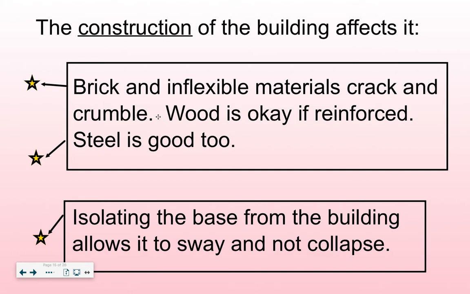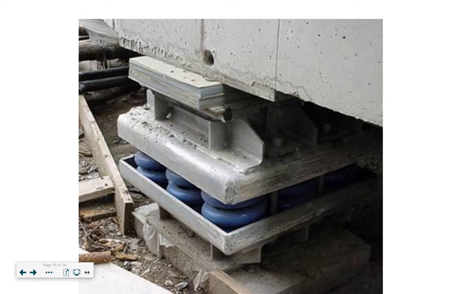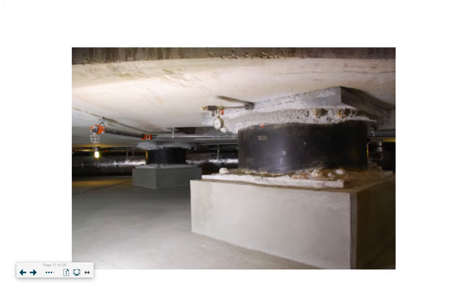You don't need to write this part down, but just understand that brick and inflexible materials will crack and crumble, whereas wood is okay and steel is pretty good for withstanding earthquakes. Isolating the base from the building will allow it to sway and not collapse. There are some videos in the folder regarding this and showing you how these effects are studied. These are base isolators as well as these large rubber columns, and they help to isolate the building from the ground, so when the ground shakes, the building doesn't have to shake as badly.